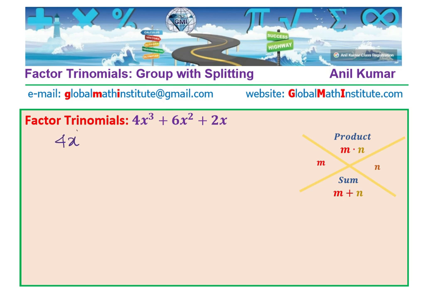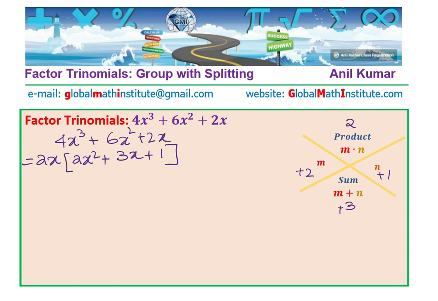Copy it first. 4x cubed plus 6x squared plus 2x. So what is common? Well, 2x is common. So we get 2x times the quantity 2x squared plus 3x plus 1, because we took 2x common. We're looking for a product which is 2 times 1, which is 2, and the sum is plus 3, right? So the two numbers are plus 2 and plus 1, clear. So we could now write within the square brackets 2x squared plus 2x plus x for 3x, correct?